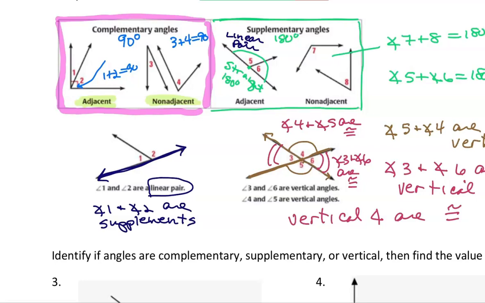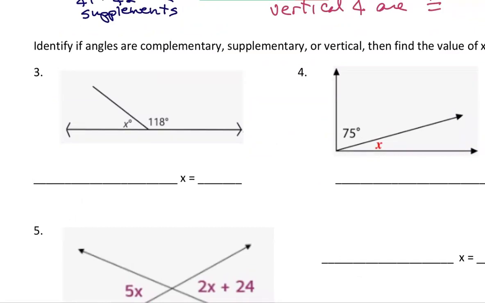All right, so now let's use this information to answer the next few problems. Identify if angles are complementary, supplementary, or vertical, and then find the x. We've got two things going on. So these two angles are on a straight line. They are supplementary.